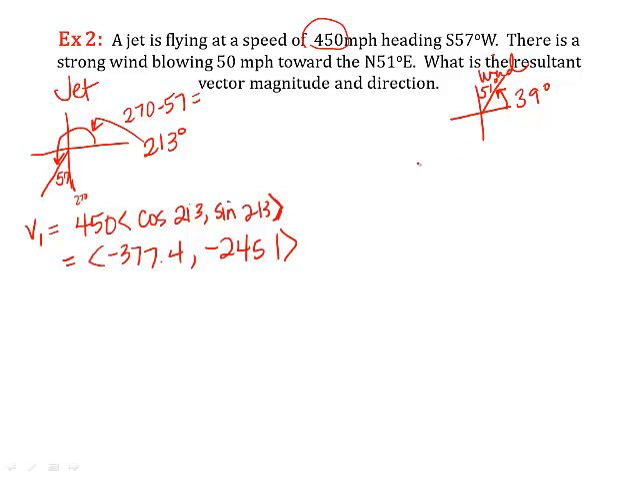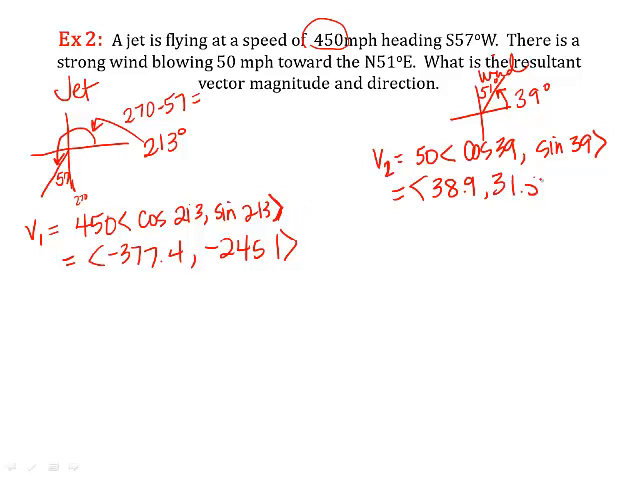Okay, so to find this vector, I'm sorry, this would be vector 2. The magnitude, the speed of the wind is 50 times the cosine of 39, and 50 times the sine of 39. Okay, calculate this out. You get 38.9 and 31.5. Okay, so that's vector 2.